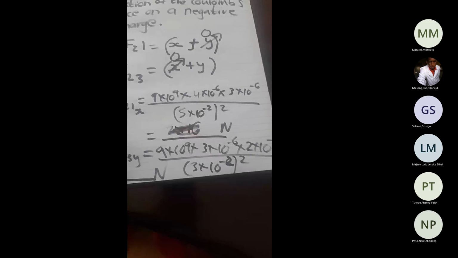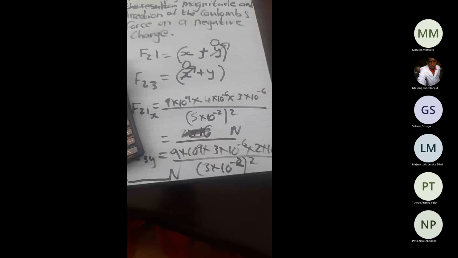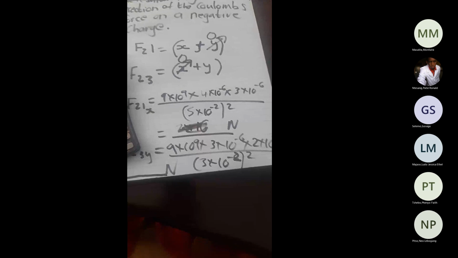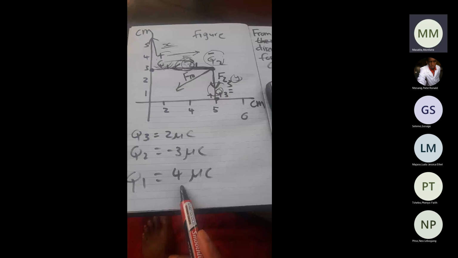Peter? Hey, I have a question. For force 2 due to 1, you wrote 9 times 10 to the power 9 times 4 times 10 to the power negative 6. I want to ask why you wrote 4 and 3 instead of 2 and 1. Where did you get the 4 and 3? These are the charges. Charge Q1, Q2. Oh, yeah, thank you.